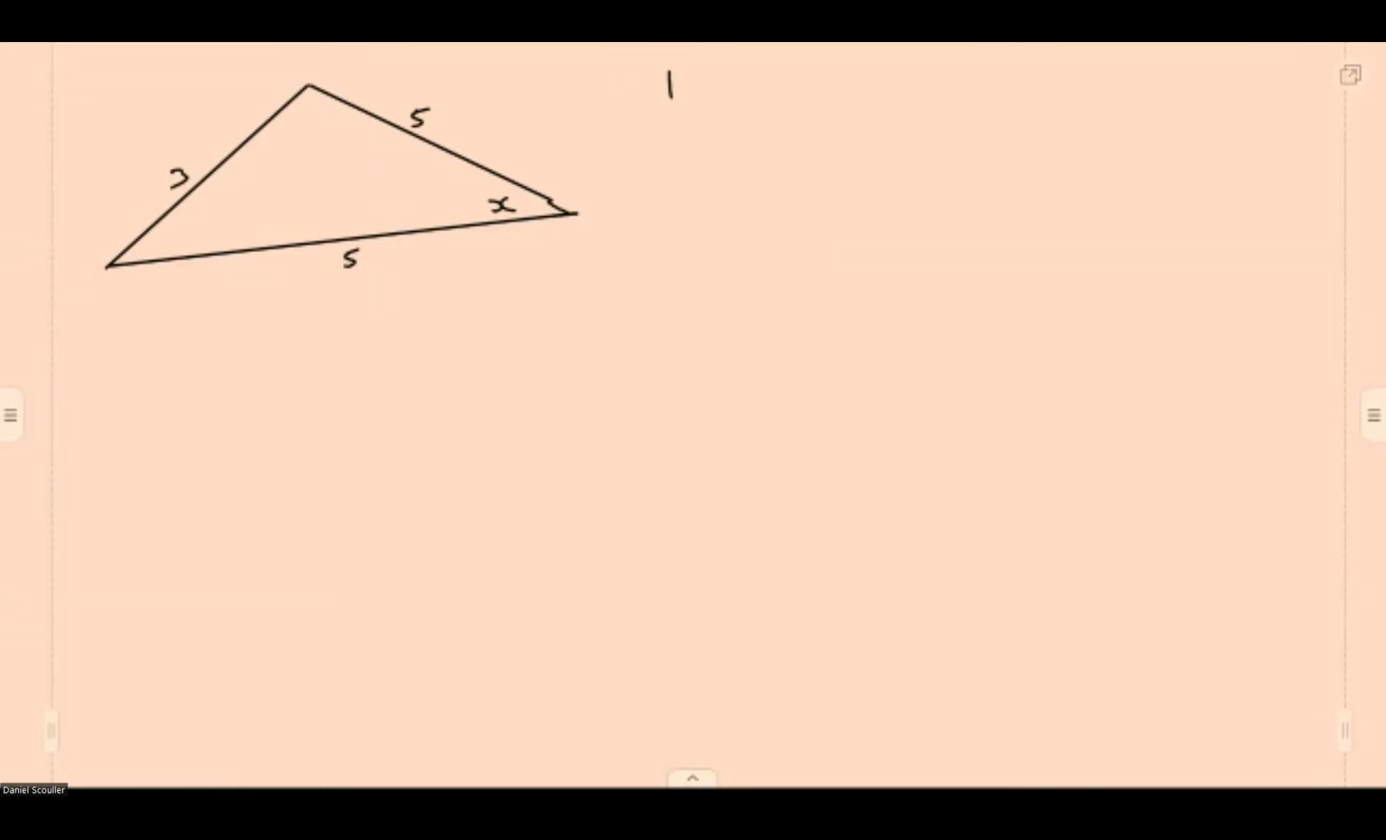We've got three sides. So again, if you're asked to find the angle, write down your formulas. You know cos A allows you to find an angle, so you don't need to rearrange anything. Cos A allows you to find that angle: B squared plus C squared minus A squared all over 2BC.